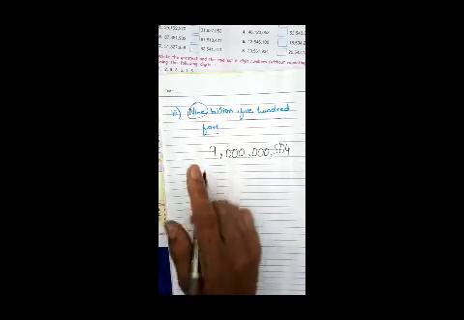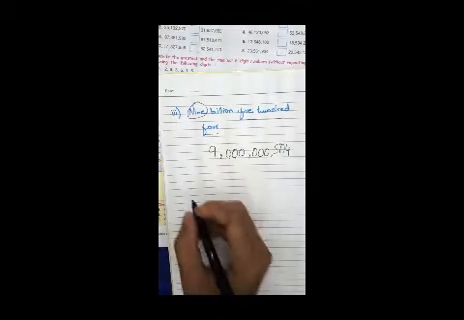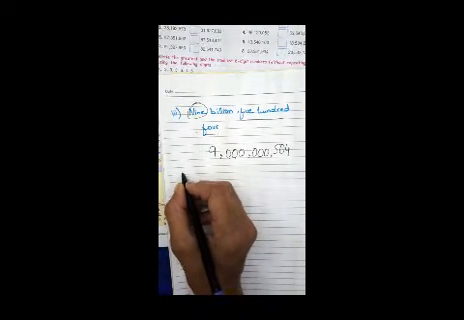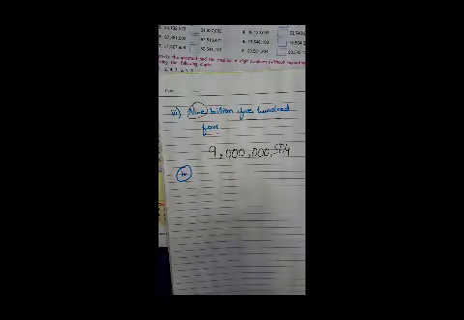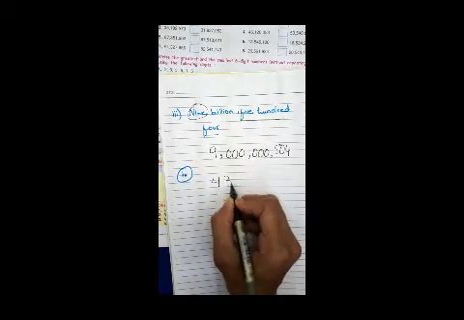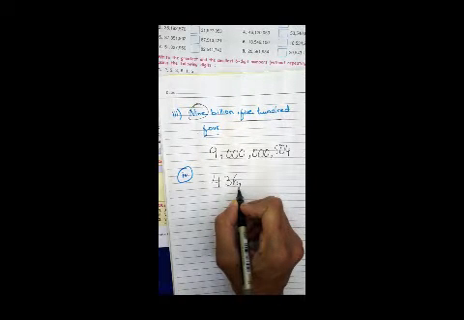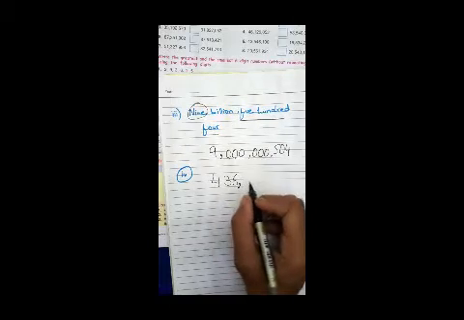Let's move toward our fourth part. Our fourth part is here: 436 billion. So right here 436 billion, comma, 556 million.